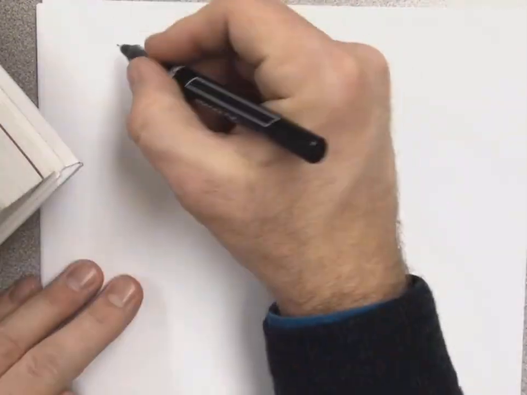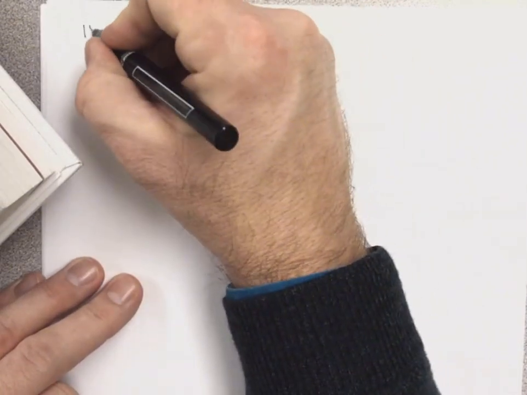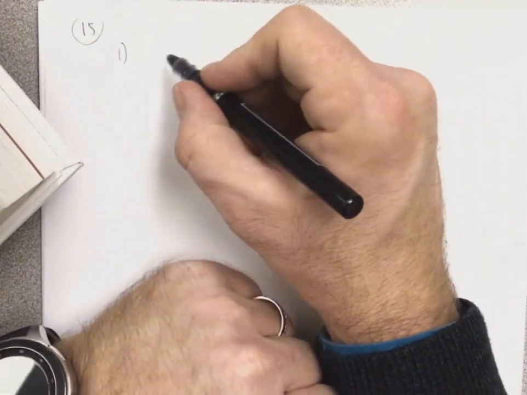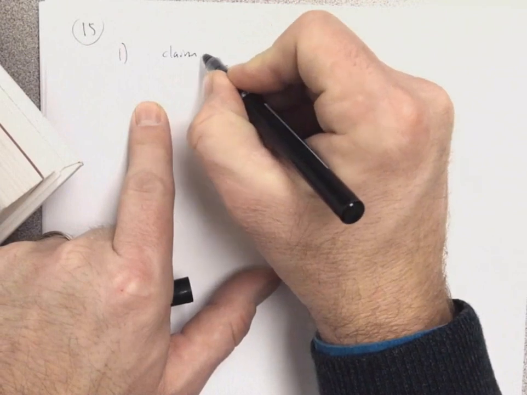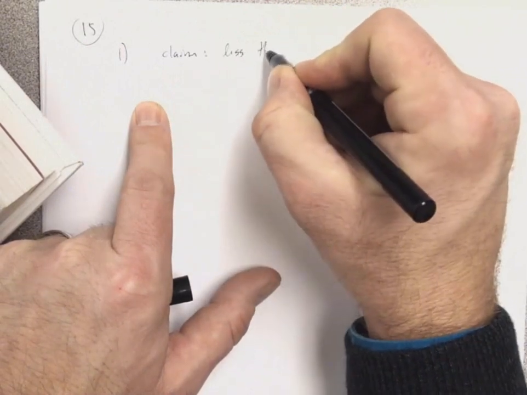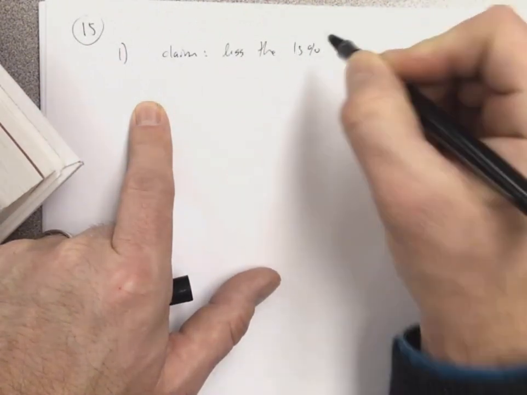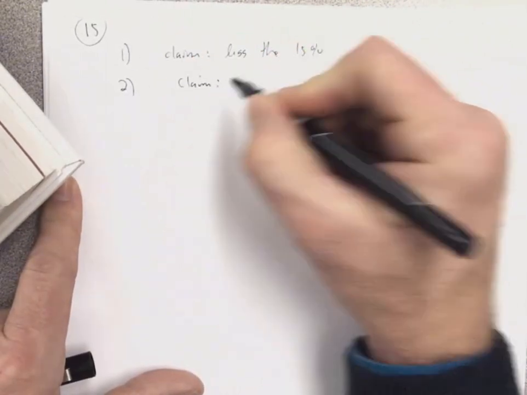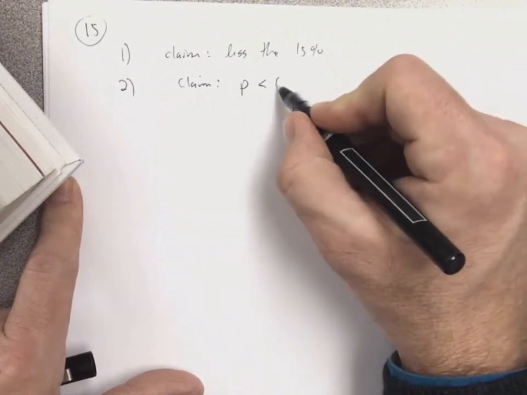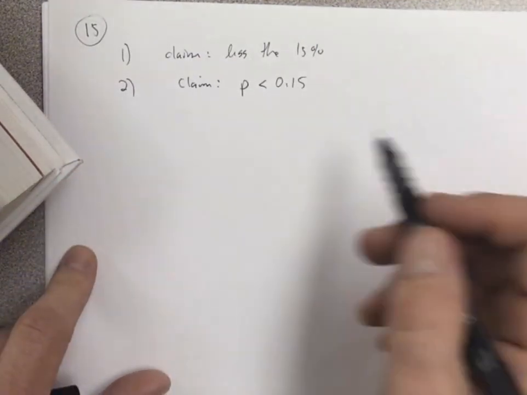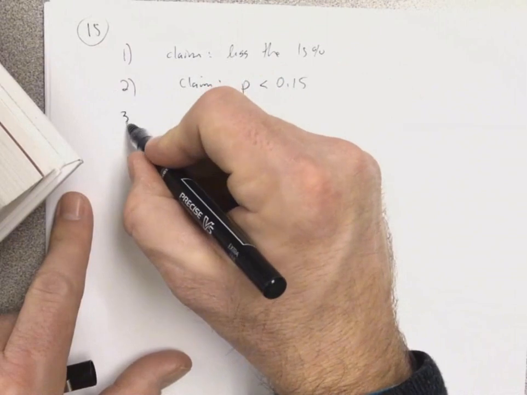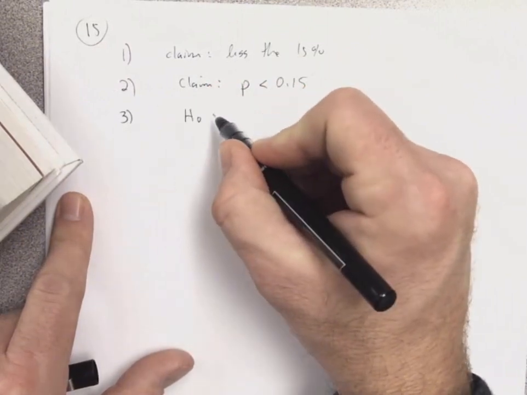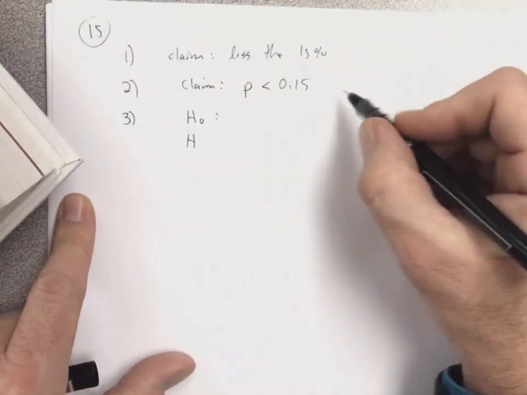Okay. So number 1. The claim is what? Yeah, 15%. I know I wrote it in words. So you said that the claim in symbolic representation is P is less than 0.15. Yep. I honestly think you could just start at 2 and I'd be okay with that. So number 3, I want to know what is the null and then what is the, I forgot to write the opposite over here.